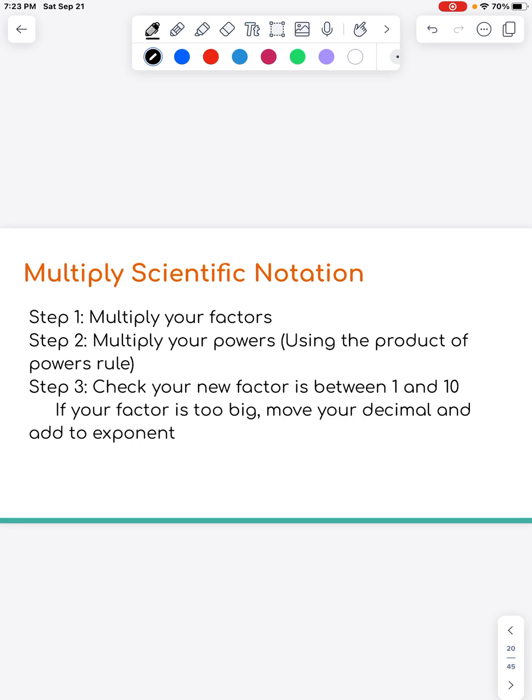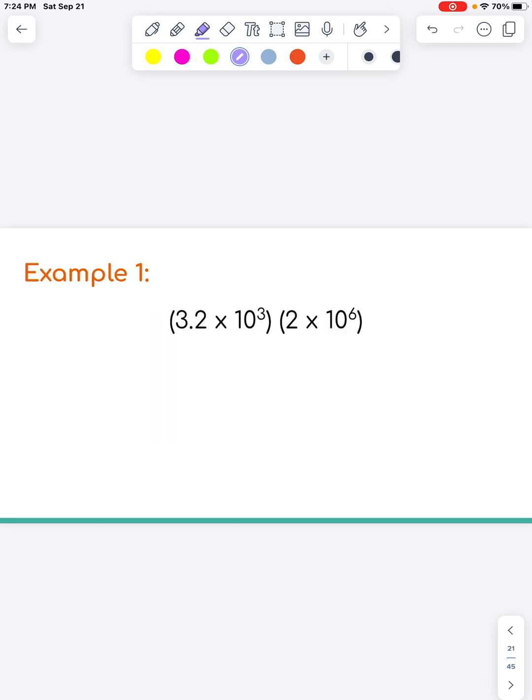Now we are going to look at multiplying scientific notation. So we are going to multiply our factors. Then we're going to multiply our powers. We're going to use the product of powers rule. And then we need to make sure that our factor is not too big. If our factor is too big, we have to add to our exponent.